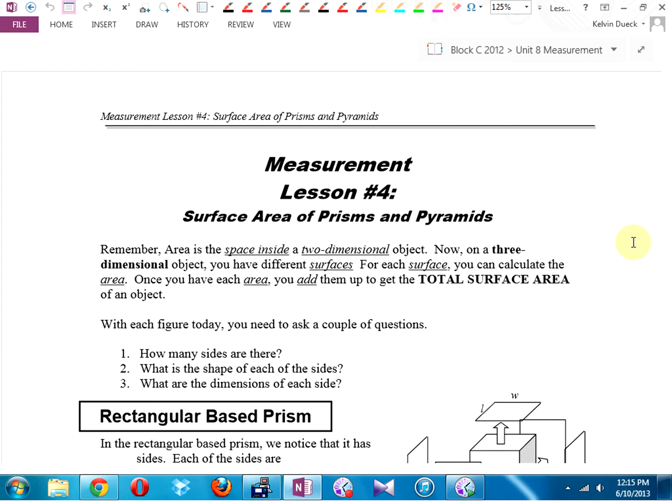You know what surface area really is? How much wrapping paper you would need to cover up a three-dimensional object. That's really what we're talking about.